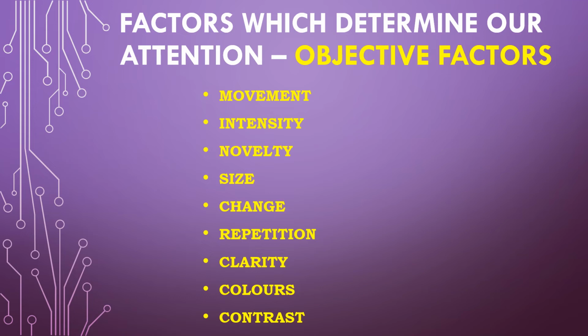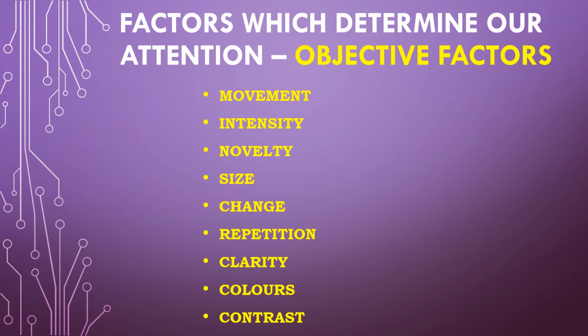Then intensity. The more intense the light, sound or smell, the more easily it draws our attention than the less intense one. Then novelty. New kinds of objects draw our attention quickly. For example, the advertising agencies adopt these techniques very effectively, for example, latest fashion dress, shoes, etc. If we find the advertisement new, then it will definitely draw our attention.